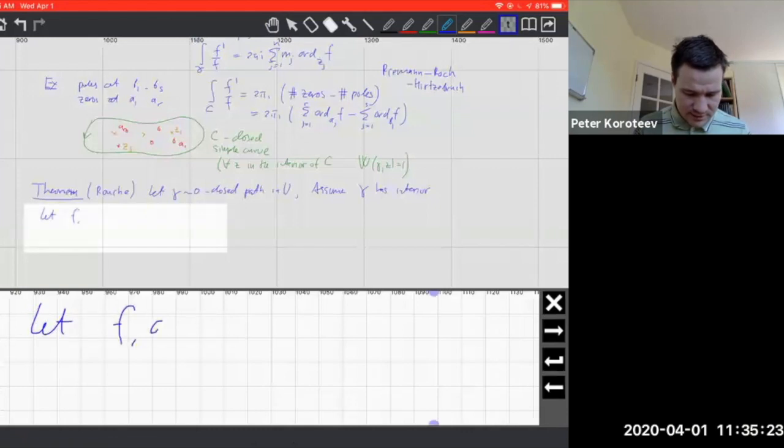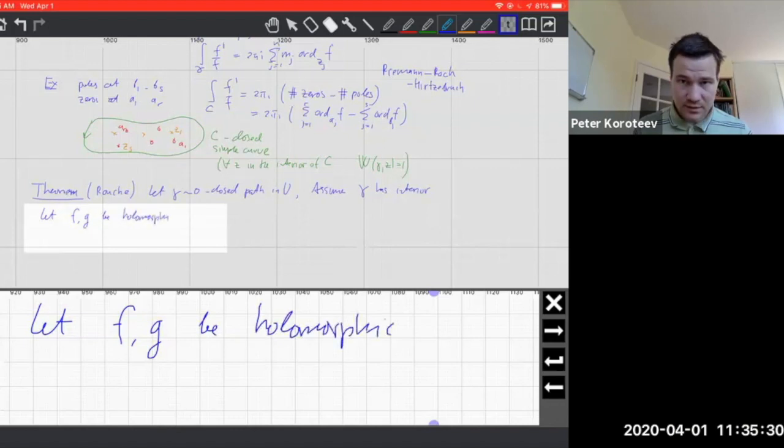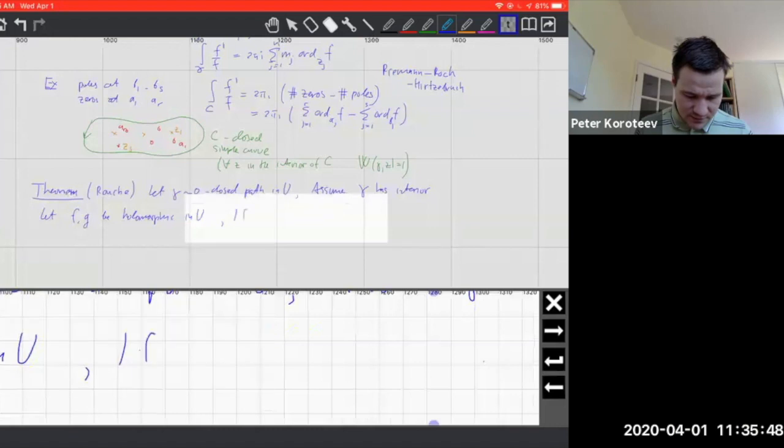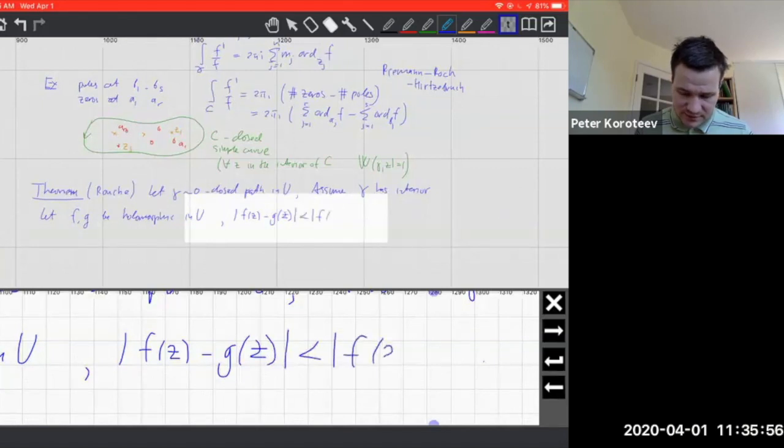And let's take a couple of functions, f and g, which are holomorphic in U. Well, then the following interesting formula happens. There's one more condition before then. And also, the absolute value of f(z) minus g(z) is strictly less than the absolute value of f(z) for any z on gamma.